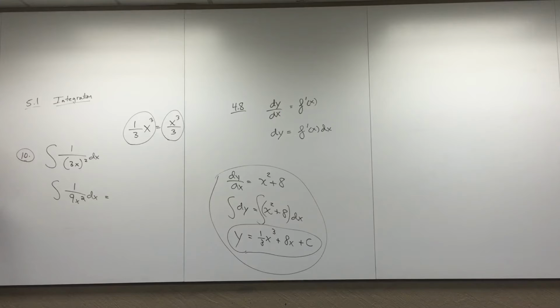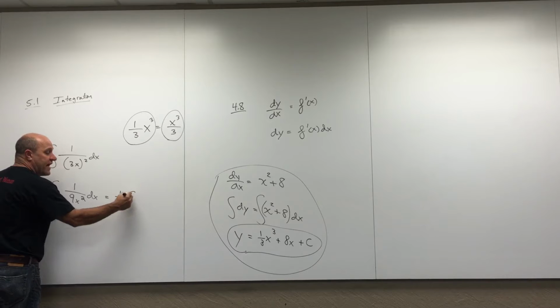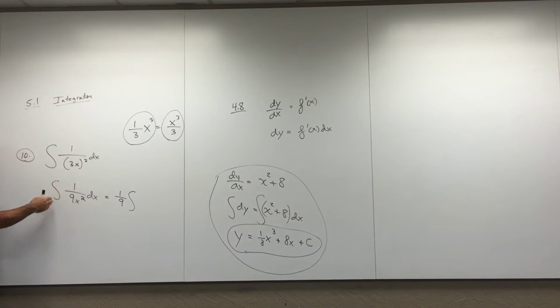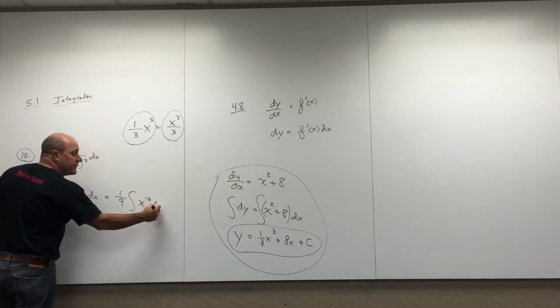And then in order to use the power rule, I would move that x up to make it look like a power. I think I went over an example like this. I would treat the 1/9 like a constant. I'm factoring out a 1/9, pulling out the constant 1/9, and moving the x up. It's x to the negative 2.